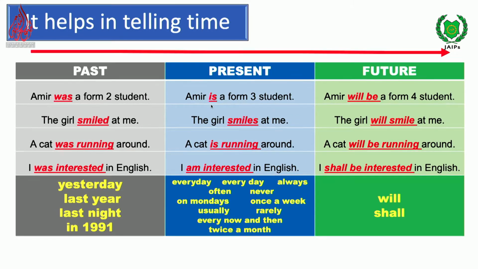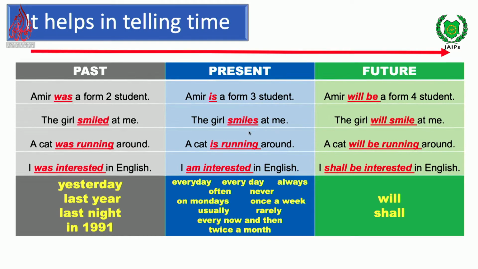In the present tense we use is, but in the past tense we use was. In the future tense we will use will be. So "be" here is the base form, the verb to be, remember? So is, was and be. So will be. Okay, let's look at the next one.